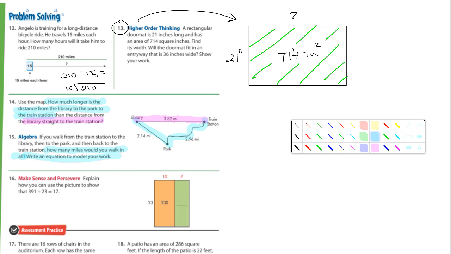Yeah, Mr. Lee De La Rosa, question? On the first one, would we add... When you say first one, you're talking about 14 or 12? 14, go ahead. Would we add 2.14 and 2.9 and then subtract that from 3.82? Yes, because it's asking how much longer is it. So you're going to subtract, see the difference between the two. So for number 14, you're going to subtract the shorter distance from the longer distance and see how much longer it is.